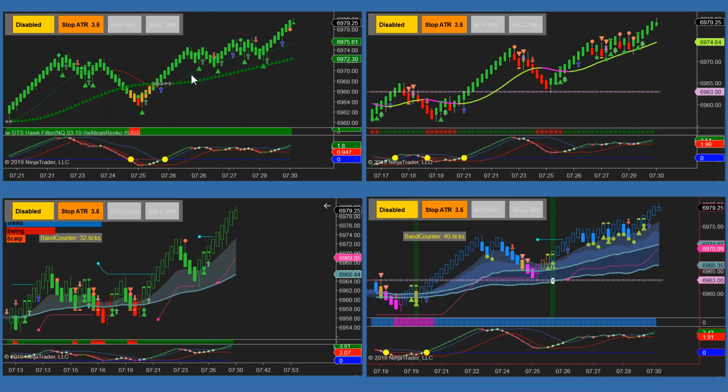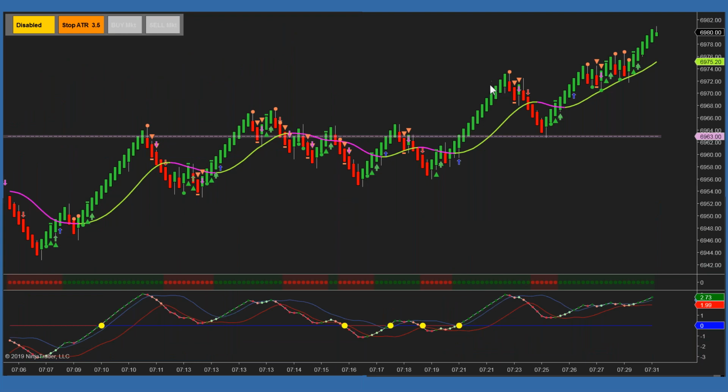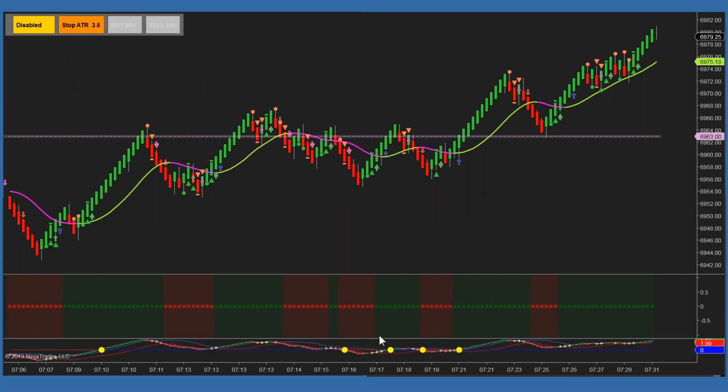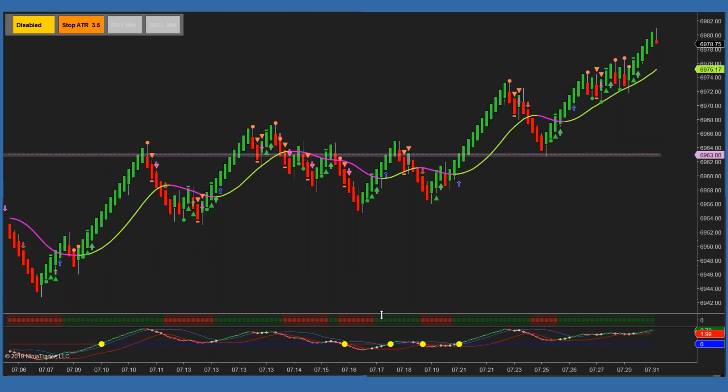Now, on your Raptor, your Falcon, your Hawk, you're going to have more opportunities for these types of setups because, of course, you're going to get more signals. You're going to get more of these swings.